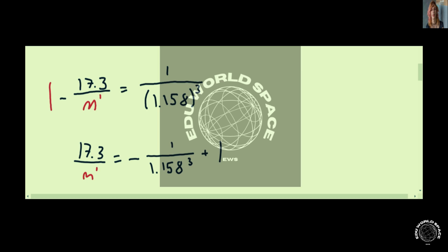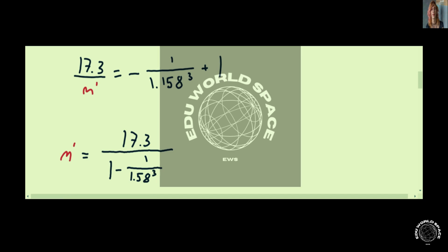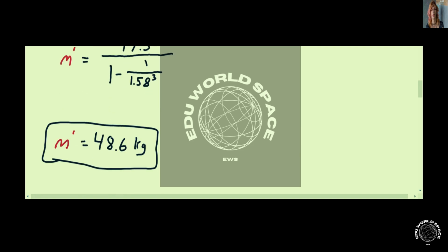Another way of saying this equation is 1 minus 1 over 1.158 cubed. At this point, we can pretty much solve for M prime. We have M prime is equal to 17.3 divided by the quantity of 1 minus 1 over 1.158 cubed. And when we plug all of our numbers in, we're going to have a final mass, M prime, of 48.6 kilograms.